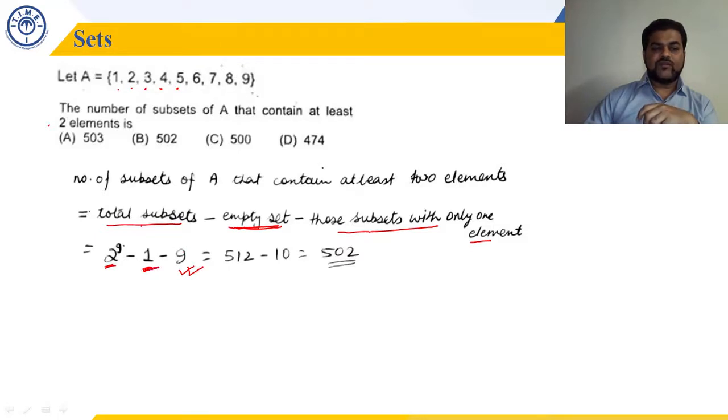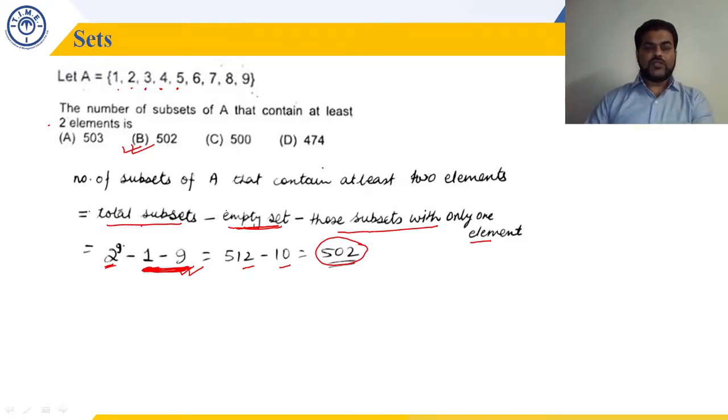So if I subtract 1 and 9, I will be left with only those subsets which have at least 2 elements. So the answer is 512 minus 10. Minus 10 comes from minus 1 and minus 9. So my answer is 502. Okay. So option B is the correct answer. Fine. I hope this question was clear to you. Let us move on to the next one.